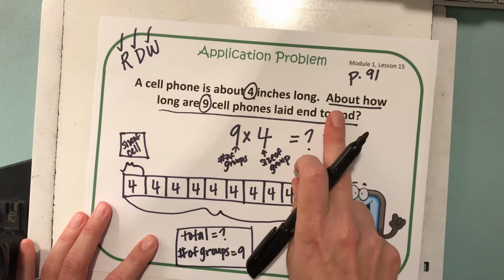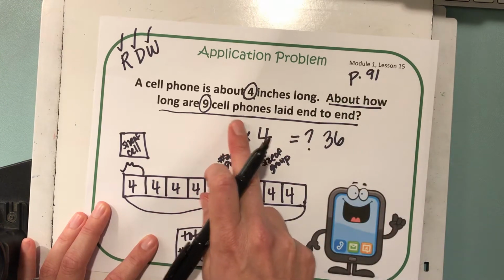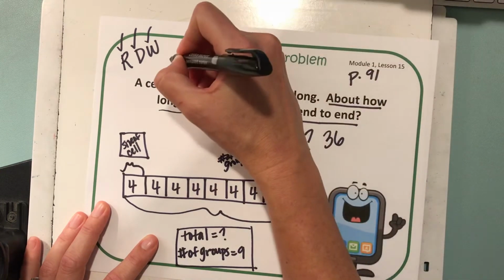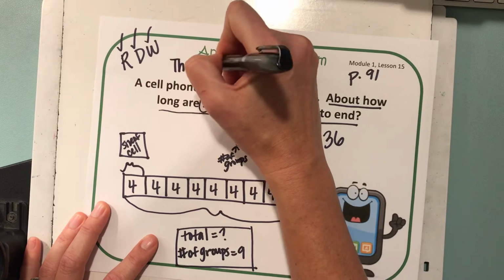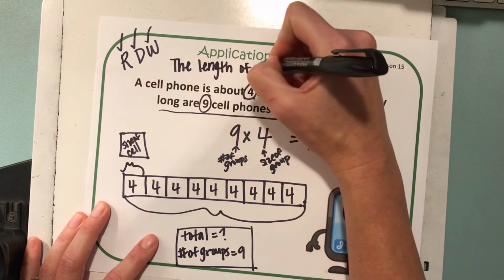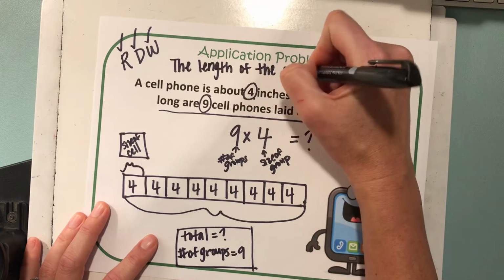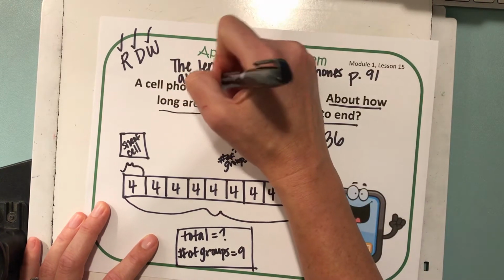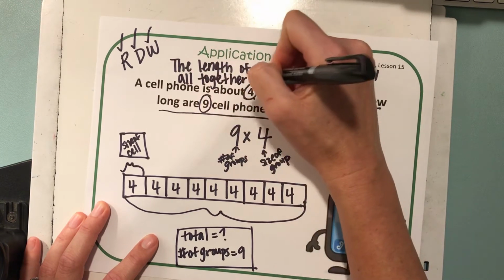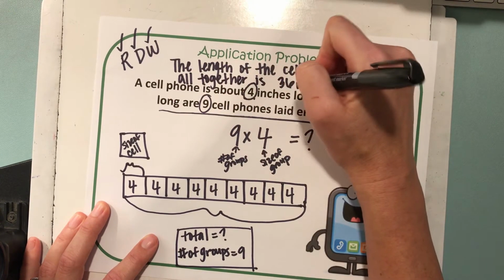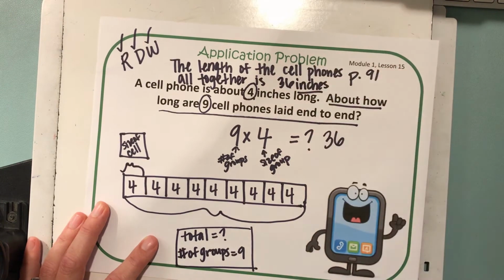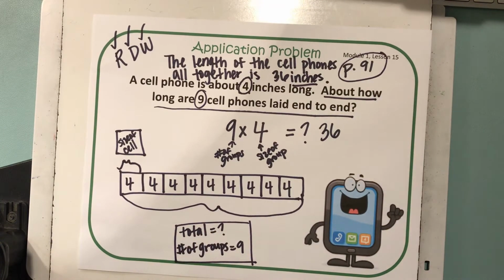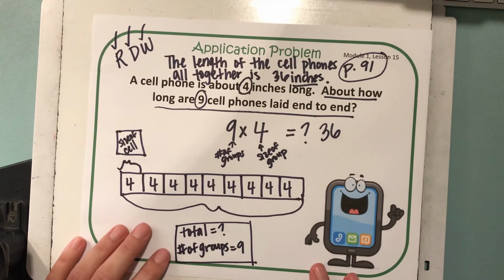So the question was, how long are 9 cell phones laid end to end? So the length of the cell phones all together, keyword there, all together, is 36. But what unit are we using? Inches. 36 inches. All right, my sweets, we did the application problem. Great job.